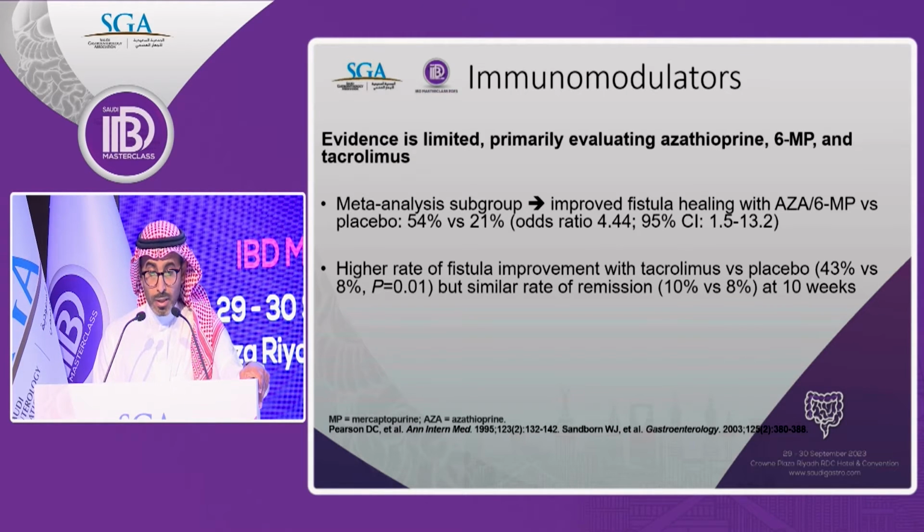Immunomodulator evidence is limited, primarily evaluating azathioprine, 6-mercaptopurine and tacrolimus. A meta-analysis subgroup showed improved fistula healing with azathioprine or 6-mercaptopurine versus placebo, 50% versus 20%. With tacrolimus, there was a high rate of fistula improvement over placebo, but remission was almost the same between placebo and tacrolimus.